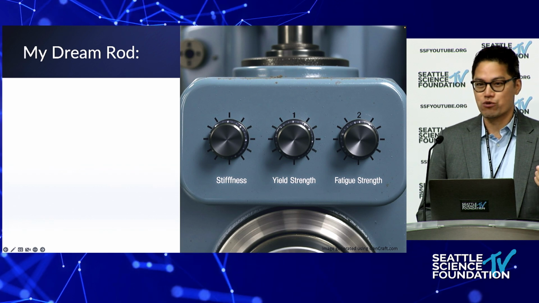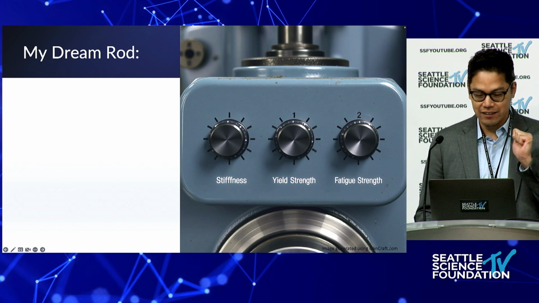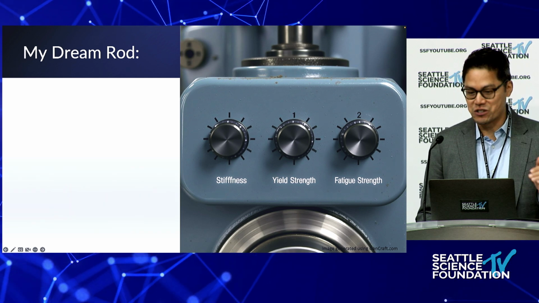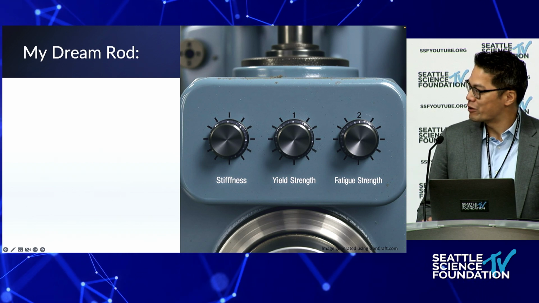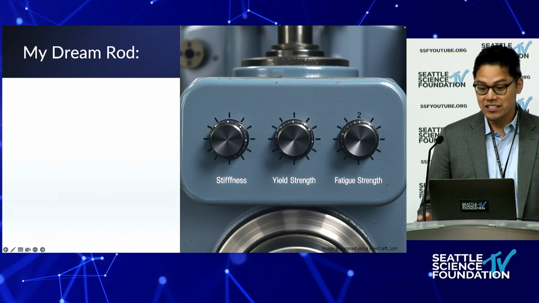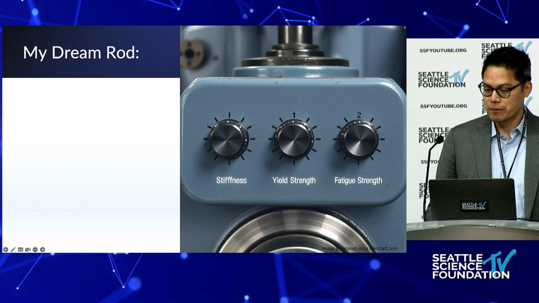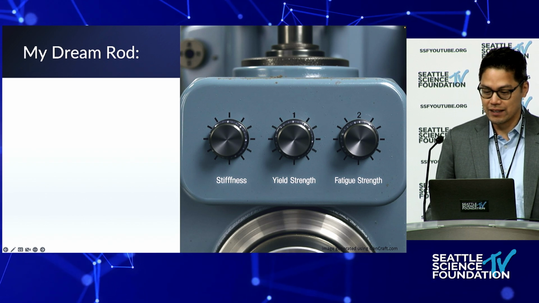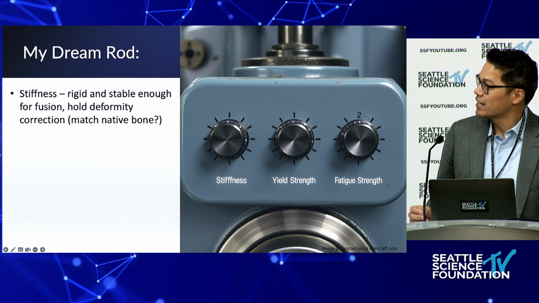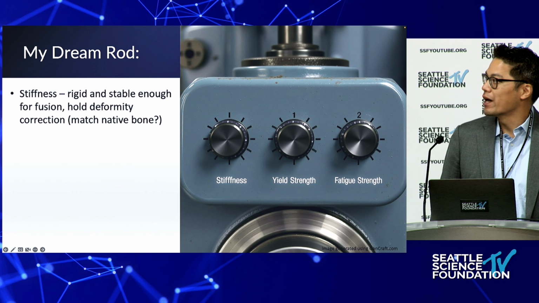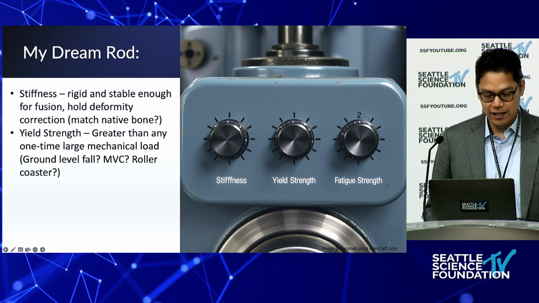So what would be my dream rod? If I could have a machine, I think the answer is not let's use the strongest, stiffest rod out there. I think it's a bit more nuanced than that. If I had a machine where I could dial these different parameters and make a rod specific, customized to the patient's case and the patient's characteristics, that would be my ideal dream. So if I could adjust the stiffness, adjust the rigidity to have it stable enough for fusion and hold deformity correction, perhaps as close as you can to match native bone, I think that would be ideal.